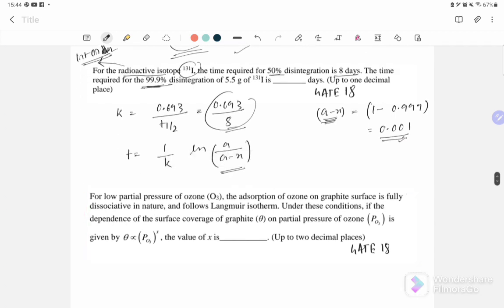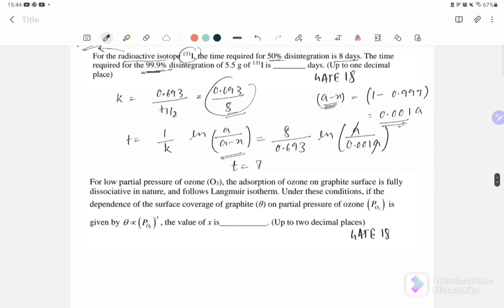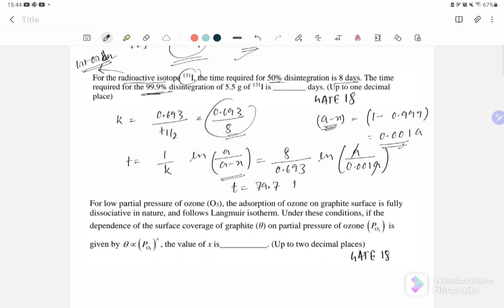So it is 8 by 0.693 ln a by 0.001 a. So t will be 79.7 days. This is the answer if you calculate it yourself.